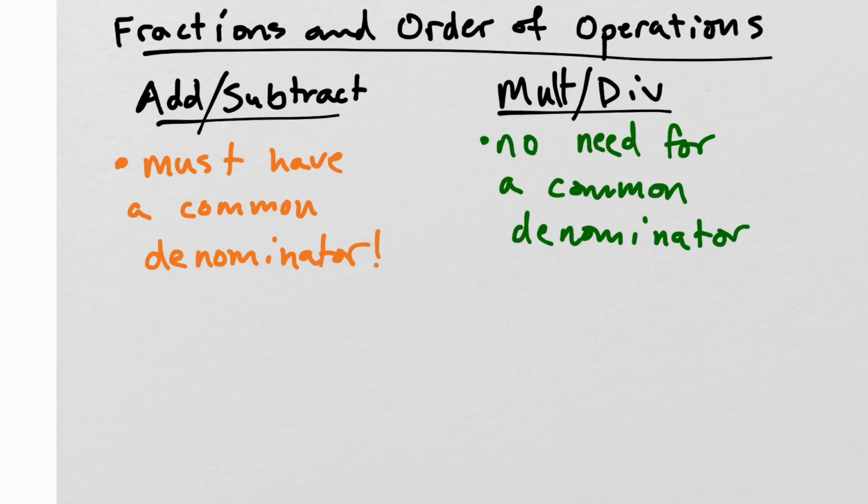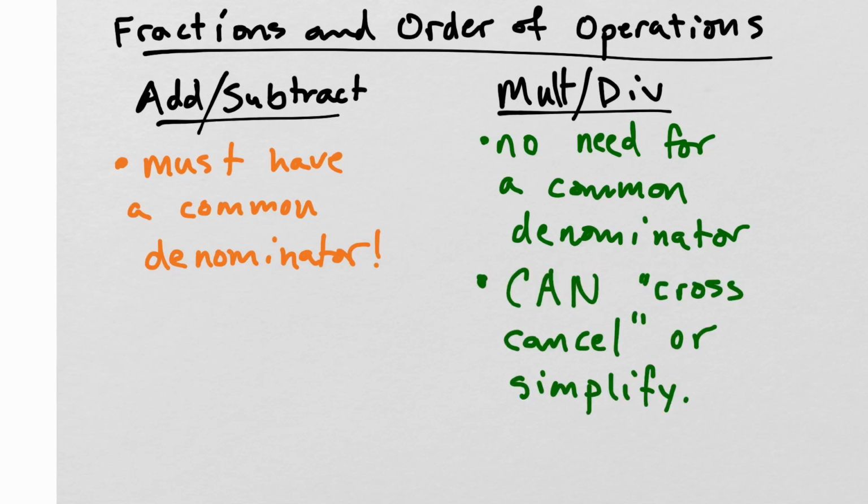That was a lengthy explanation. Multiplying and dividing, you don't need that. You can cross-cancel when you're multiplying and dividing. That's just simplifying diagonally if you can to make the numbers smaller. When you're adding and subtracting, you cannot cross-cancel. So, let's just get to some examples.